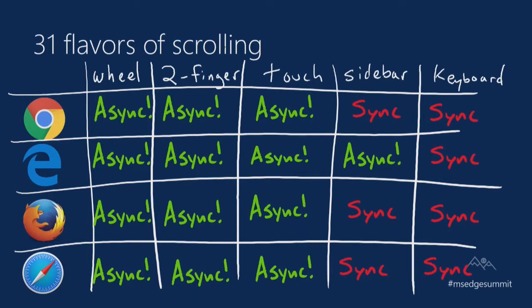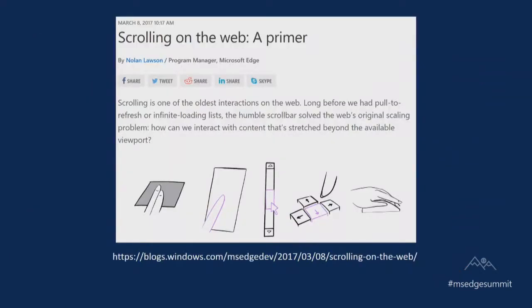So there's wheel scrolling, two-finger touch scrolling, single touch scrolling on a touch screen, clicking and dragging the sidebar, pressing page up, page down, up arrow, down arrow. So you might have to test a few. But if you want to know the nitty-gritty details of all this stuff, I have a blog post where I explain how all of this stuff works.